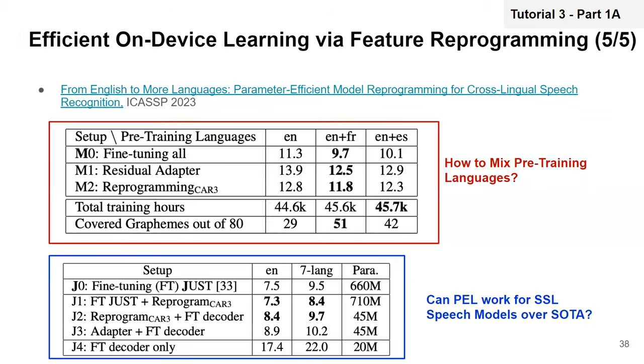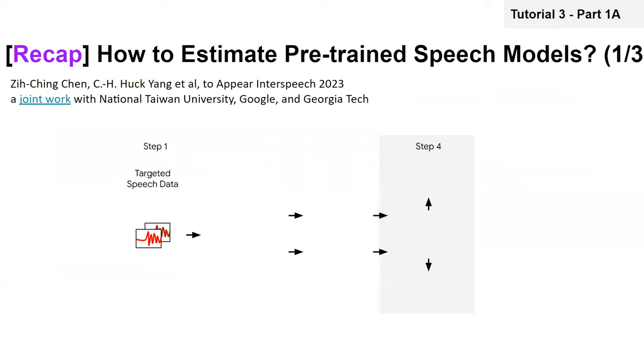Cool. So far, I think we have gone over most of parameter-efficient learning. We know the history of prompting and reprogramming, how in speech this began, and how these things can be combined together, no matter what name you are using. But another interesting question is how to estimate a pre-trained model too.